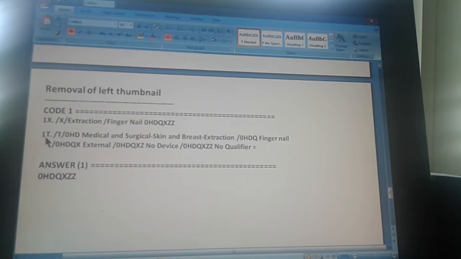The code is checked in the tabular like this. First you go to the tabular. Then you go to the first 3 characters, 0HD. 0 means medical and surgical. H means skin and breast, which is the body system. And D is the root operation, which is extraction. Now we go to the body part, which is the 4th character. Q is fingernail.